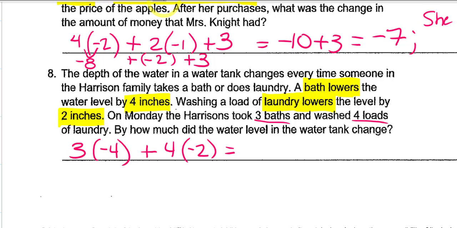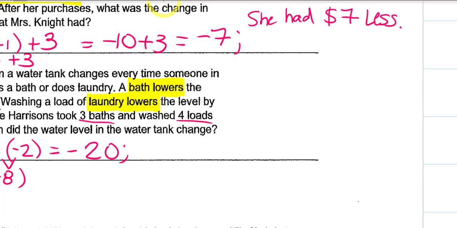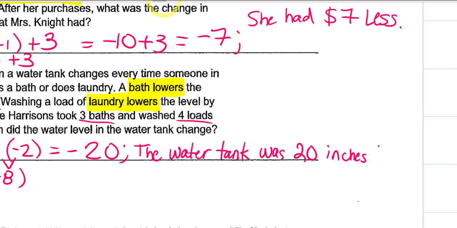So I'm going to do multiplication before any addition. 3 times negative 4 is going to give me negative 12. Plus 4 times negative 2 is going to give me a negative 8. They both have the same sign, so you're just going to add them together. That's going to give me a 20. And since they're both negative, the answer will be negative 20. And the statement to provide the answer will be the water tank was 20 inches lower.